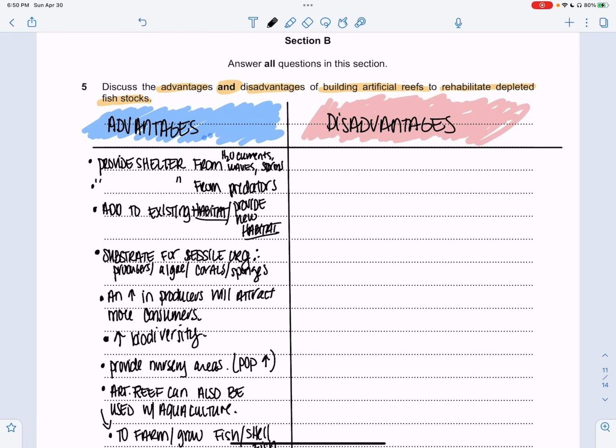Disadvantages, the material for the construction of it. You need to place this on the seabed. These are extremely heavy. You need an experienced, knowledgeable team of divers that can guide this into its exact place, and then you need to get it attached to the substrate. It's very intensive, and they're expensive.